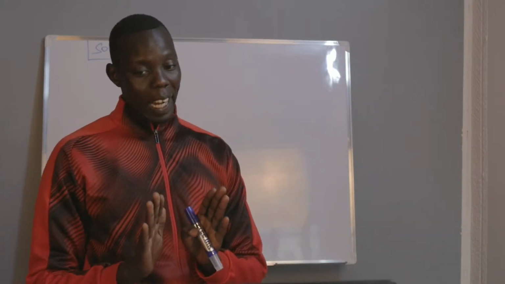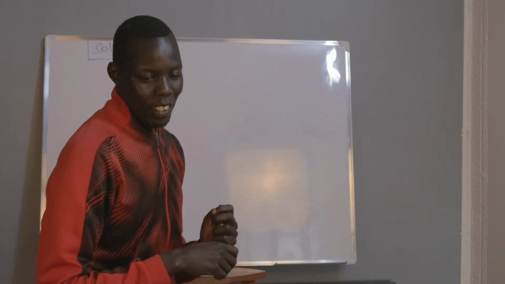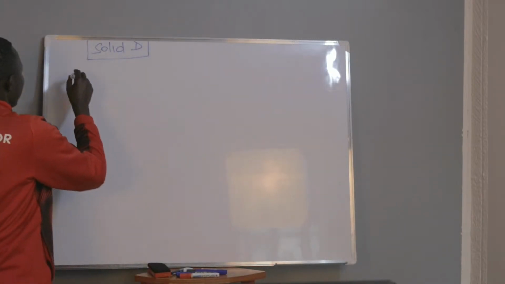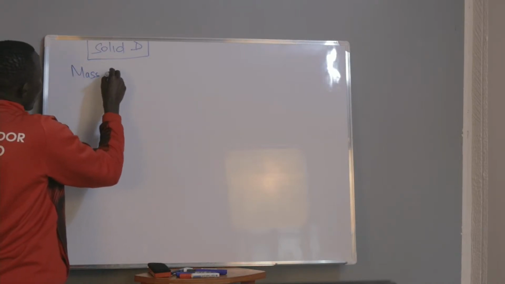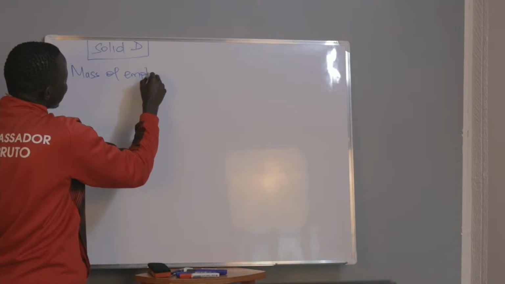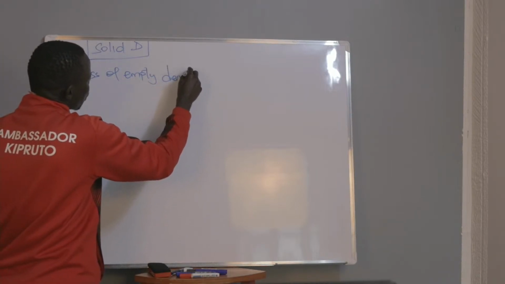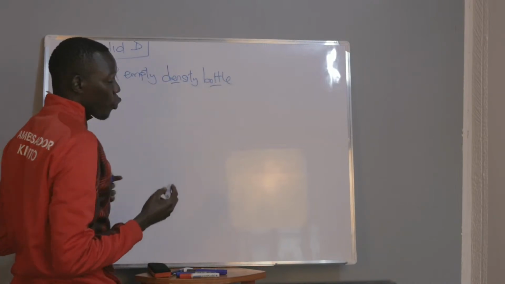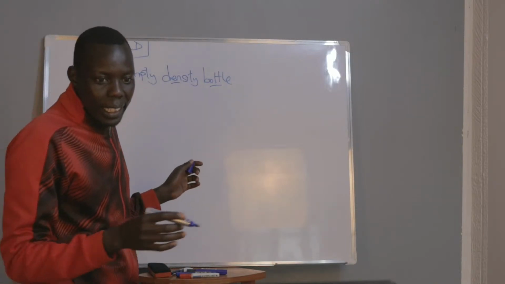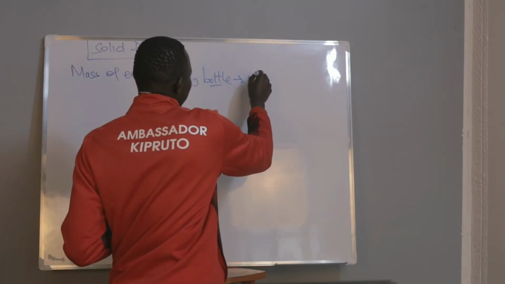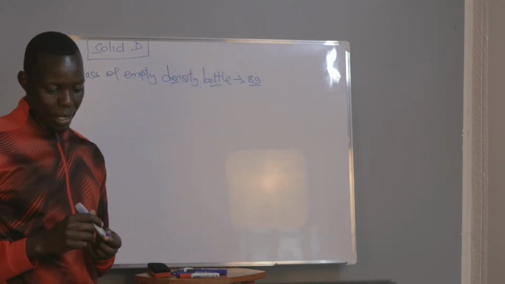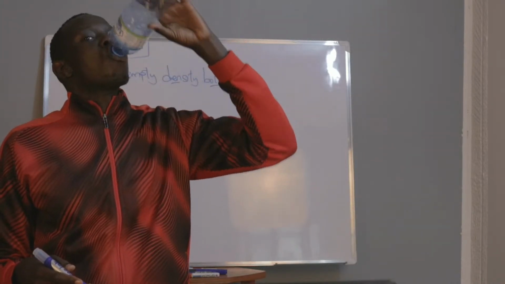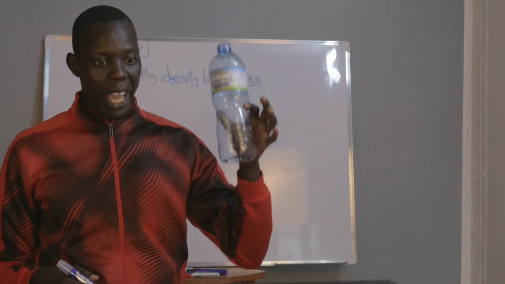Now, kuna information tumepewa, and I want us to use the information very well. The first information is the mass of empty density control. Mass of empty density control, aina kitu ndani, 8 grams. Empty, 8 grams.